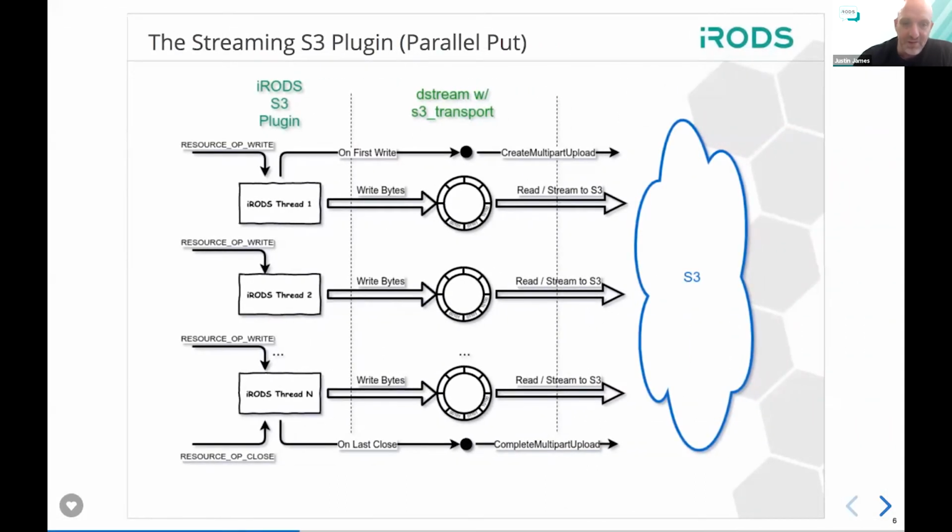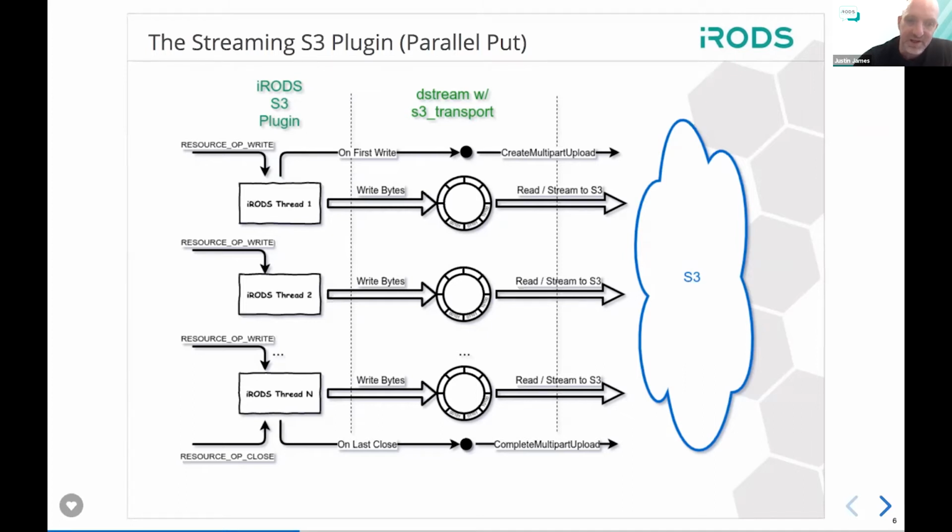So here's a diagram of sort of what we're doing. It's a simplified diagram, but just to give you an idea of how this works. So first, on the open mode, we detect that this is a full file upload based on the open flags. If we know that we're doing the full parallel put, the first thread to receive the put will call the create multi-part upload, and as you see, first it'll create the DStream and S3 transport object.